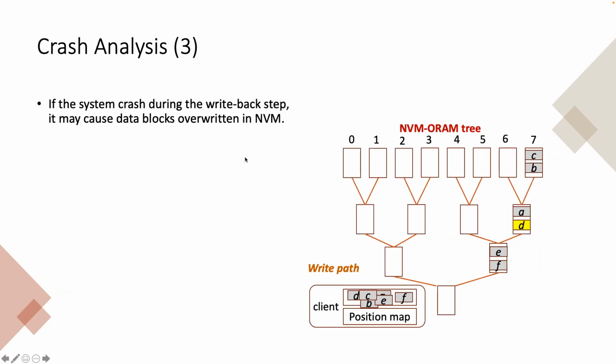Third, if the system crashed during the write-back stage, it may write just partial data blocks back to the NVM, causing incomplete writes, partial writes, and overwritten data content in the non-volatile memory. In this example, data blocks E, C, and F are written back from the stash to the persistent memory. Then if the system crashes, these three data blocks will overwrite some useful information in the NVM, and it's not recoverable as well.